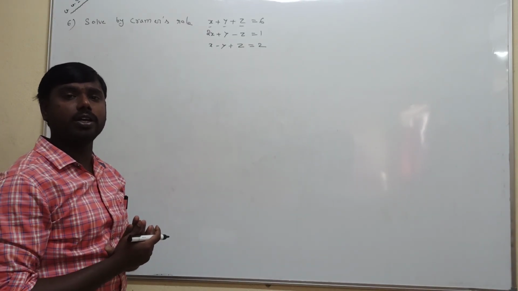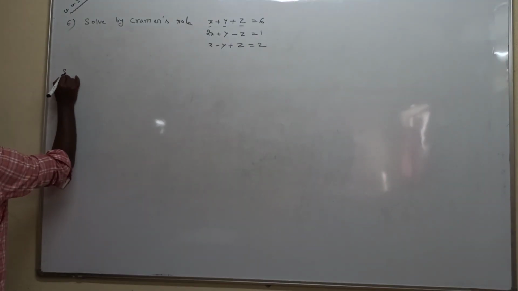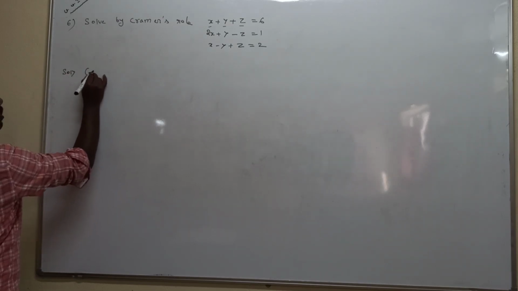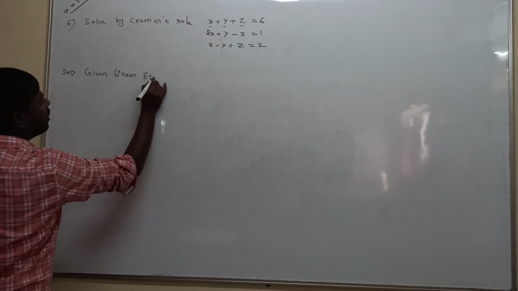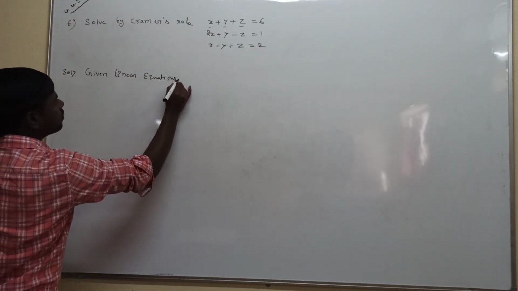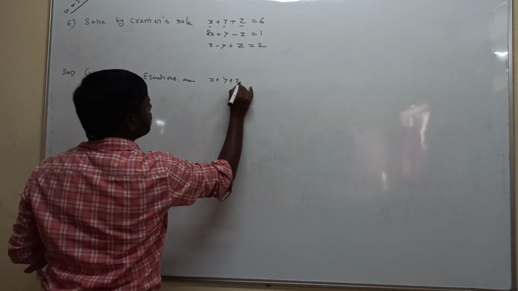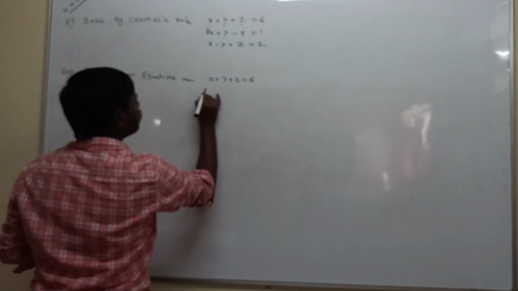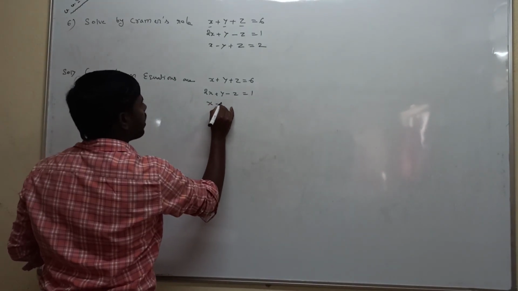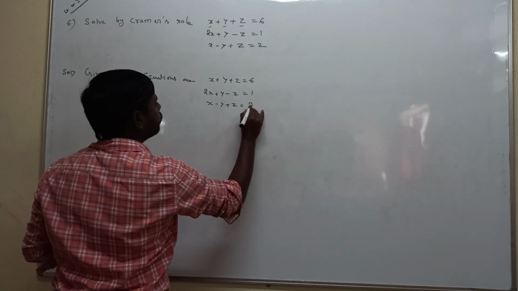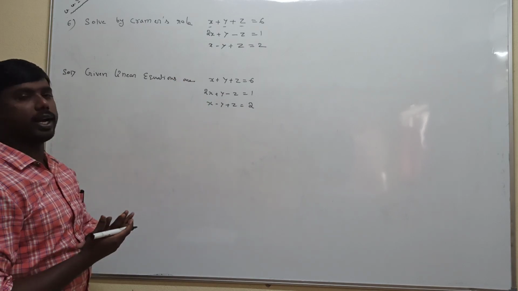I have already given the procedure for how to solve this question. See the solution. First, what are the given equations? The given linear equations are very easy. x plus y plus z is equal to 6. 2x plus y minus z is equal to 1. x minus y plus z is equal to 2. These are the three given linear equations, and you write them like this.